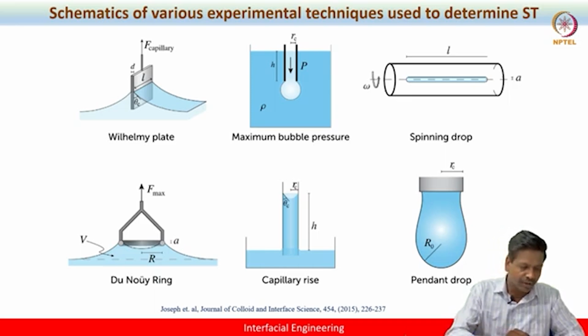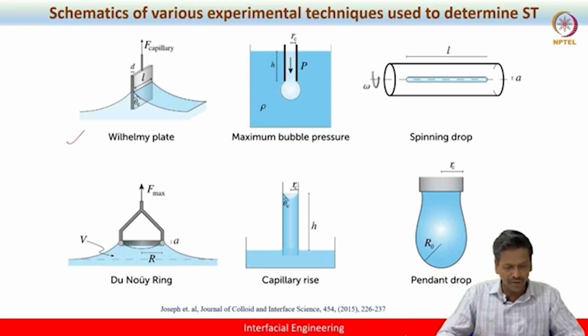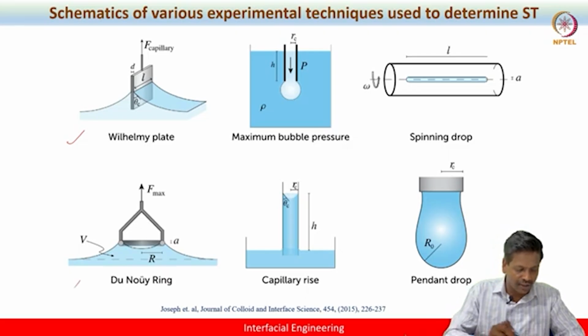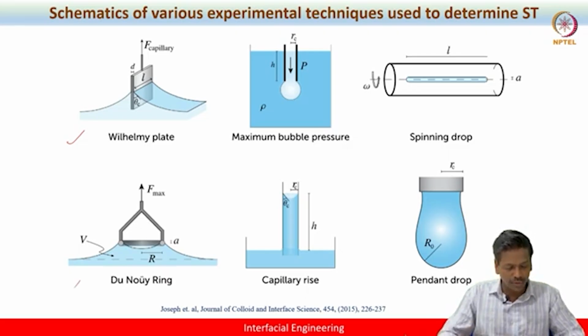For example, we know the Wilhelmy plate, which is one of the very popular methods that people often use. And then we have what is known as the Du Noüy ring. The Du Noüy ring and Wilhelmy plate work under the same principle of operation, and only the geometries that are used are different.